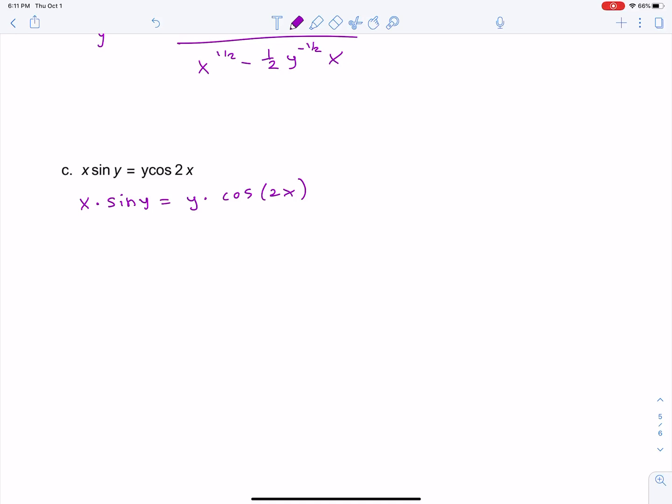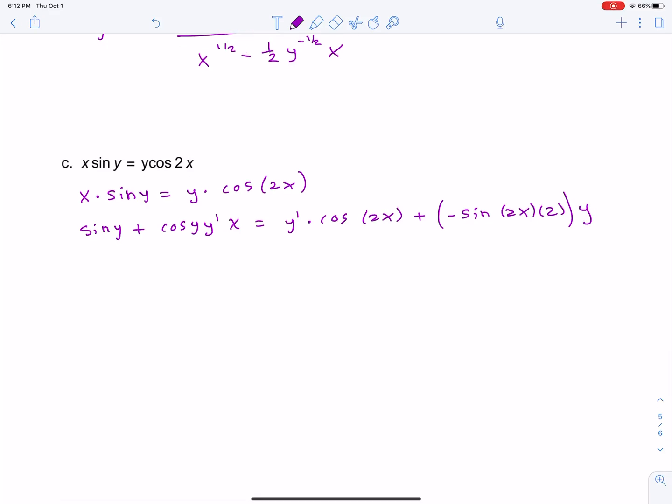So the derivative of x is 1. 1 times sine y is sine y. Plus the derivative of sine y is cosine y, y prime, times the first, which is x. That product rule to the left is done. Moving on, I'm going to take the derivative of a y. So derivative of y is y prime, multiplied by the second, which is cosine of 2x. Now I'm going to take the derivative of the second. So that's going to be the derivative of cosine, which is negative sine of 2x times the derivative of the inner, which is 2, times the first, which is y.